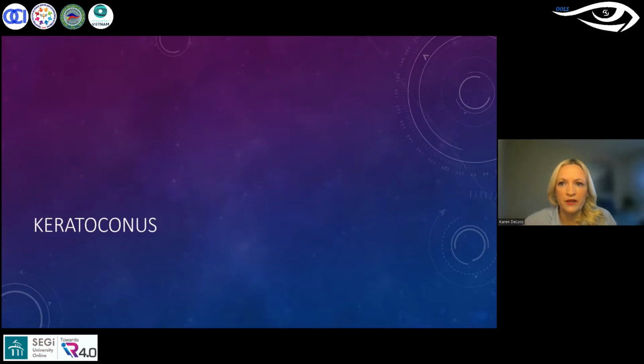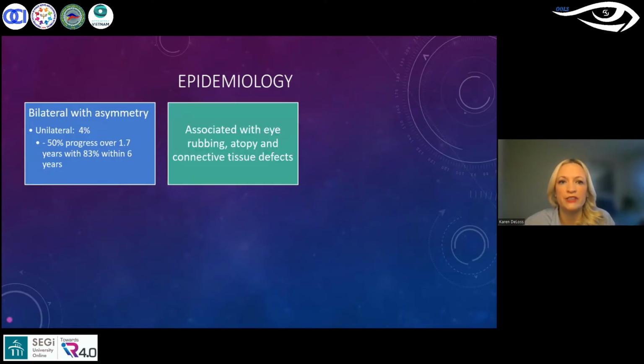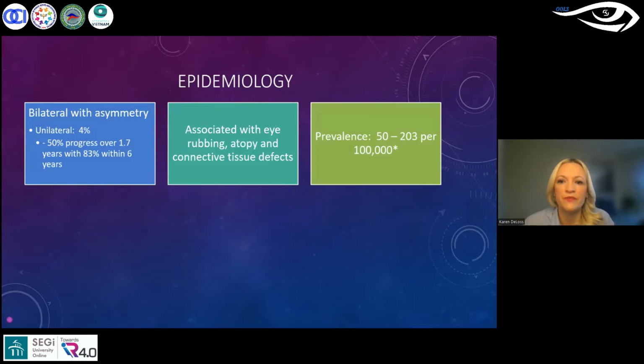So with respect to keratoconus epidemiology, it's typically asymmetric. A key point is that 50% of the patients who are diagnosed progress within about 2 years and 83% within 6 years. It's associated with eye rubbing. So those patients that really want to get in and dig their eyes out, they have atopic conditions and or connective tissue disorders. Prevalence, this is changing a lot.